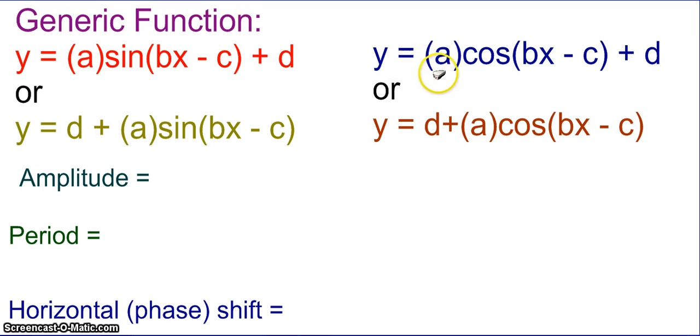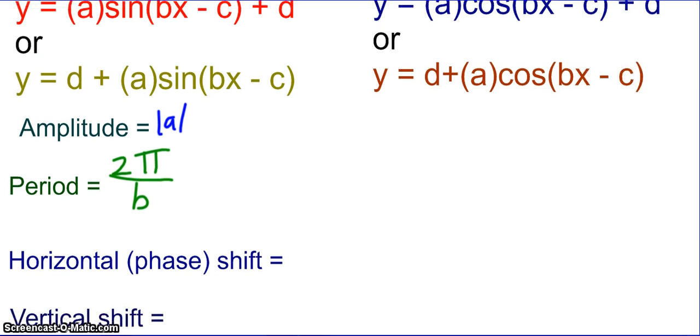Or same with cosine, y equals a cosine of bx minus c and then plus d, or the d in front. Now the amplitude, we already talked about this, is the absolute value of a. The period is 2 pi over b. The horizontal or phase shift is going to be what?